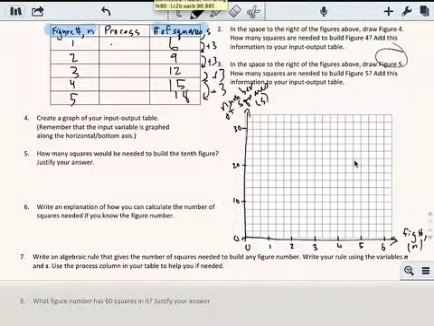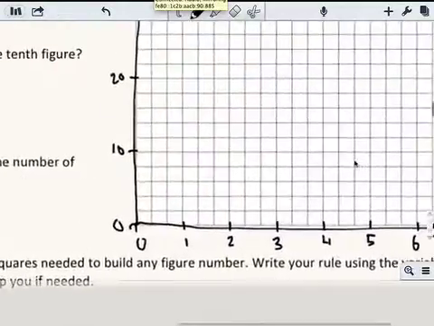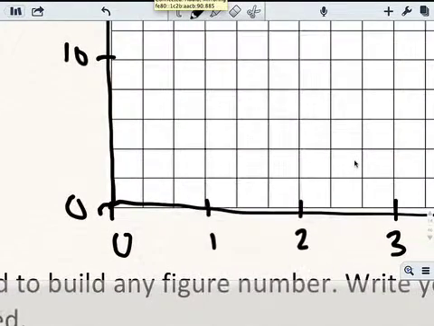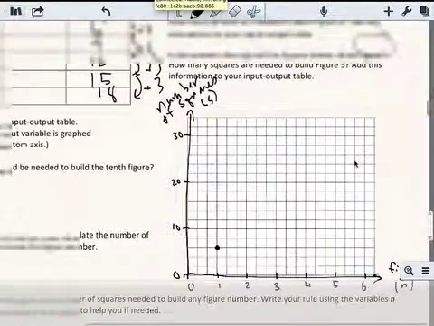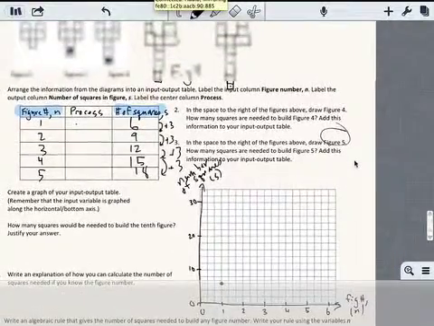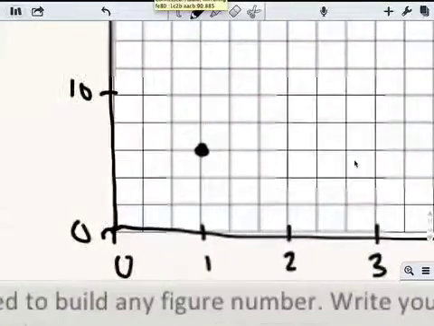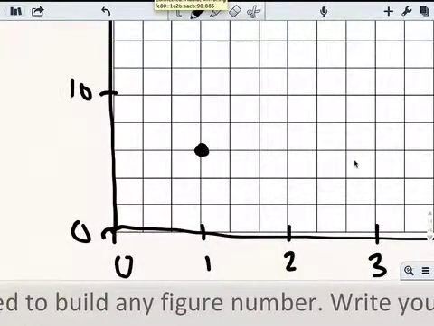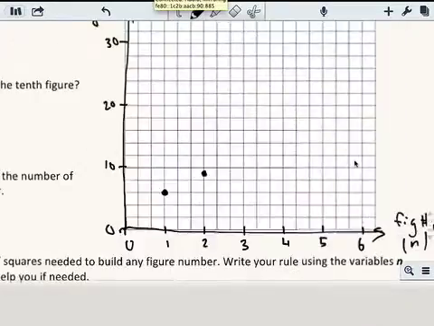So I need to graph 1, 6 first. That's the first row here, 1, 6. So 1 comma 6, I'm going to go over 1 and then up 2, 4, 6. That's going to be right here. Okay, next one is 2 comma 9. So let's look at that closely. I start at 0, 0, go over 1, 2 on the x-axis, and then I'm going to go up 9. So 2, 4, 6, 8, and then halfway to 10 will get me to 9. So 2 dots down.